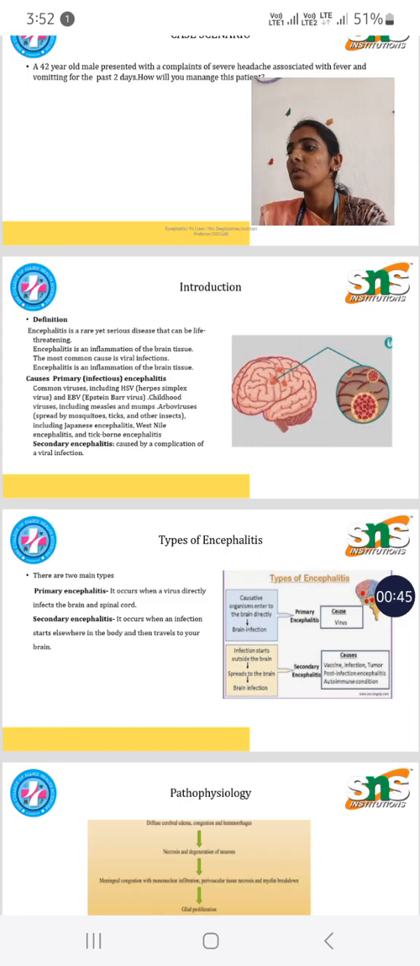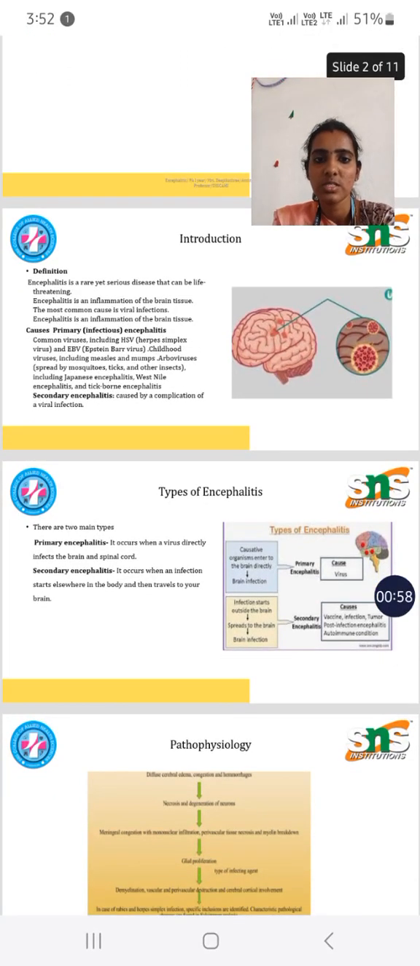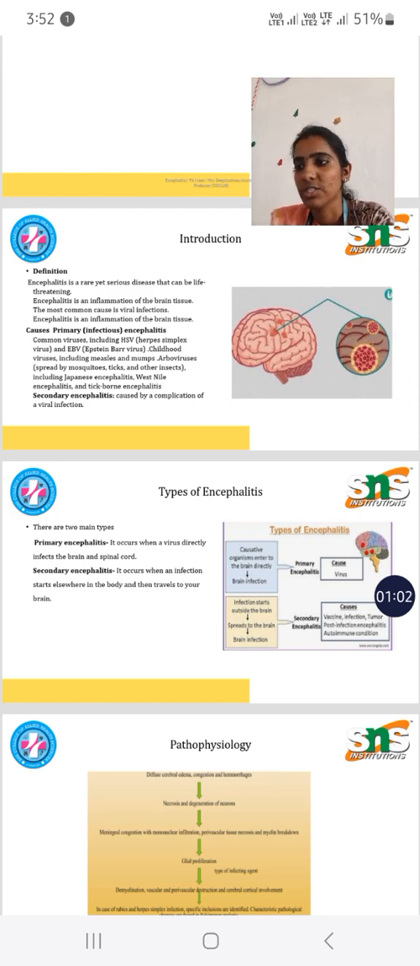First thing is the definition. Encephalitis is a rare yet serious disease that can be life-threatening. Encephalitis is the inflammation of the brain tissue. In this picture, we can see the virus accumulated in the brain. The most common cause is viral infection. Encephalitis is the inflammation of the brain.